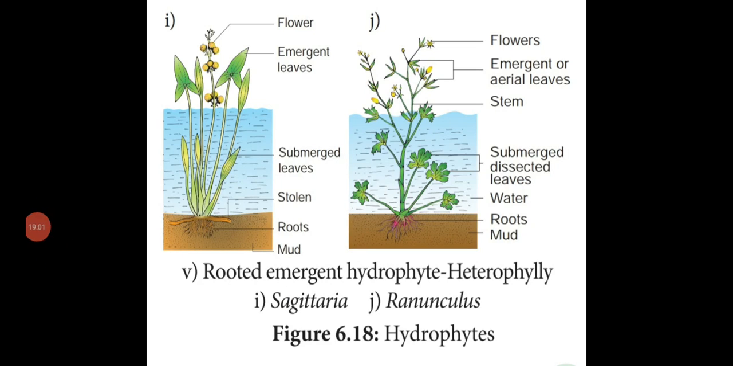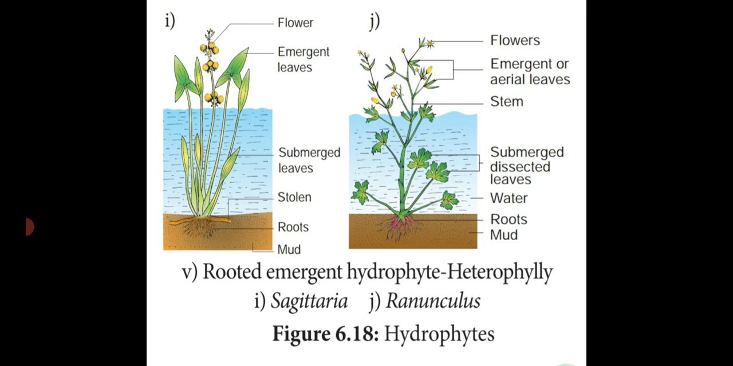Dear students, see the diagram. This is the example of a rooted emergent hydrophytes. That means amphibious plants, otherwise known as heterophily. So what is heterophily? Hetero means different. Phylum means leaves. So the plants which have 2 types of leaves, that is known as heterophily.